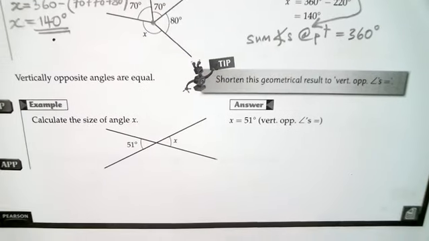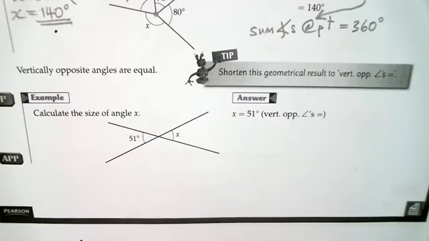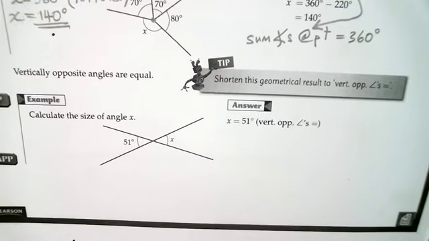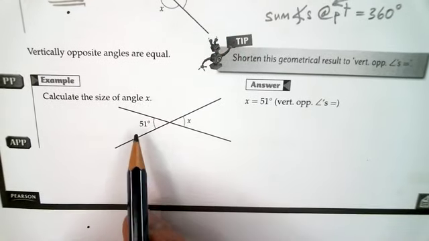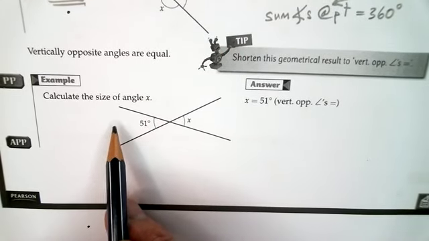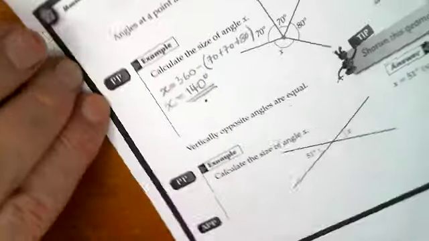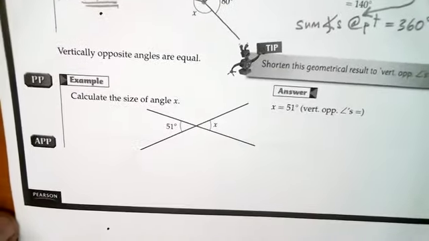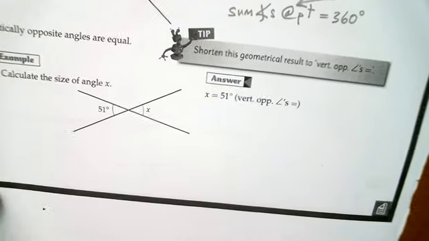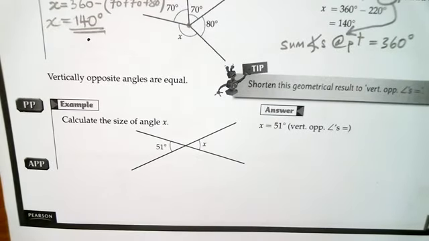All right, next one is vertically opposite angles are equal. Now, it's an interesting term, vertically, because you'll notice these two are not vertically opposite at all. They're horizontally opposite. Of course, if you turn them this way, suddenly they become vertically opposite, but we just call them vertically opposite either way. All right, let's have a look.